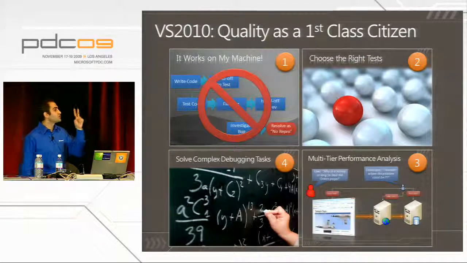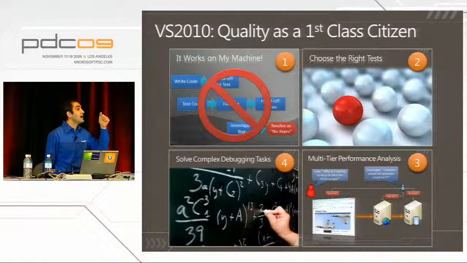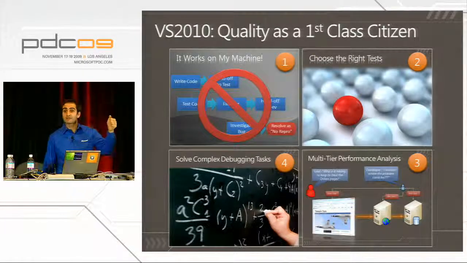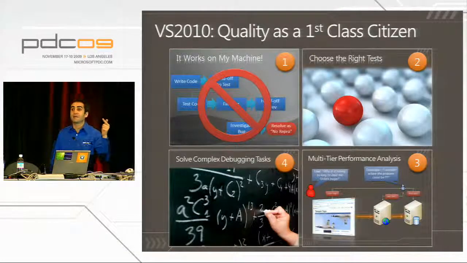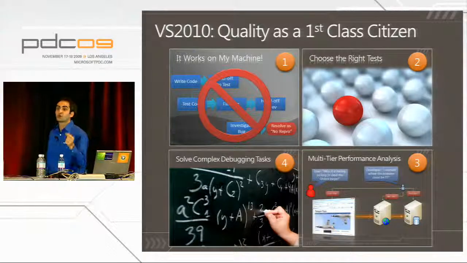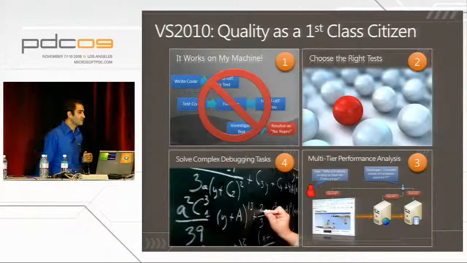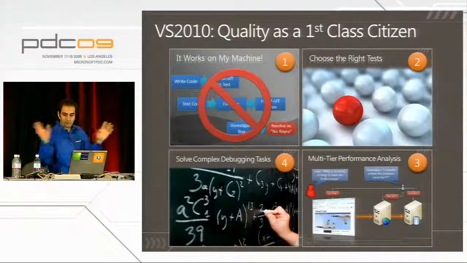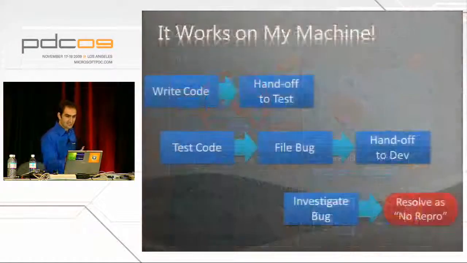I'm going to show you 2 specific examples. One is around using dump files and doing crash analysis. And the other one is a scenario that we call collaborative debugging. So let's stop with the marketing show and actually get started.